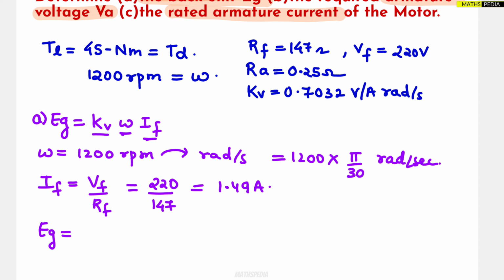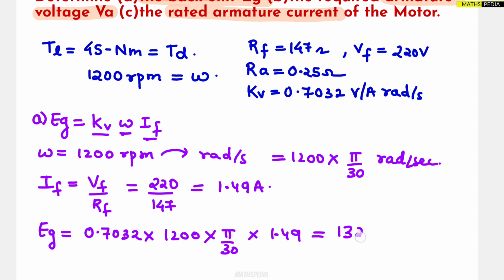Substitute. So the kV value is 0.7032, into the omega value, which is 1200 into pi by 30. If you want, you can convert and keep it. Into 1.49. So when you solve this part, you will be getting the answer as 132.25, and the unit is volts. So this is the Eg value. First part of the question done.